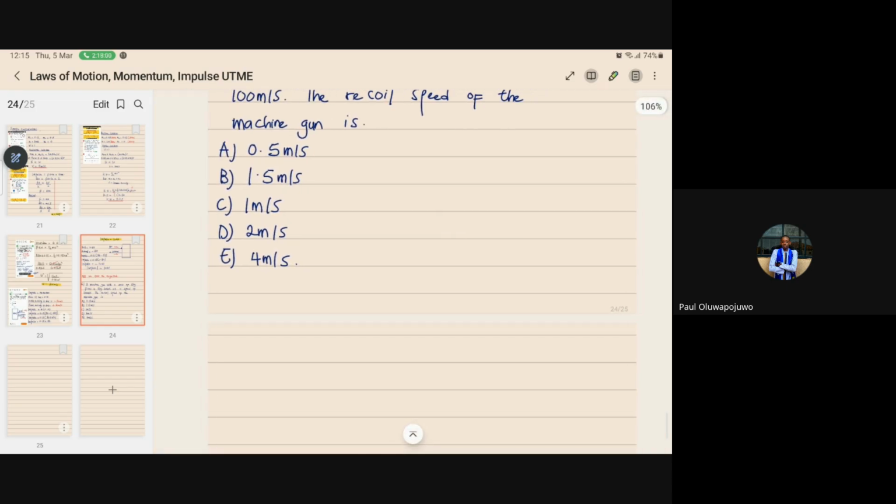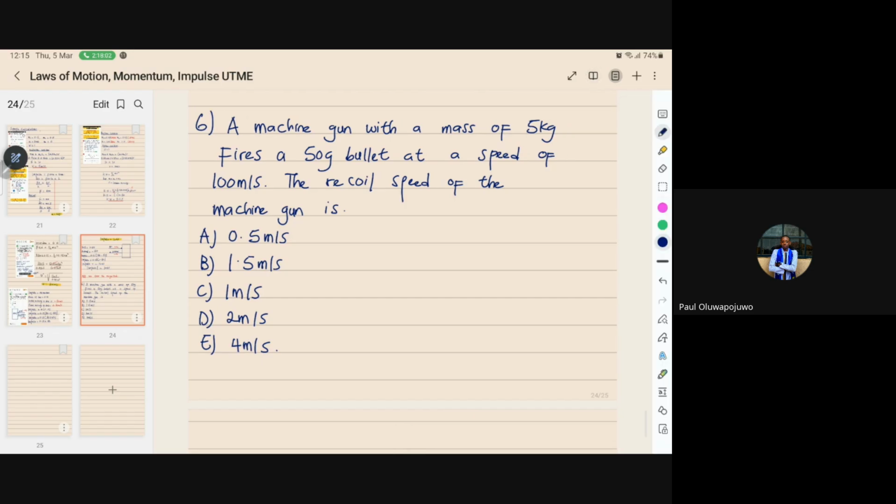So now, solution. Everybody is now calm. I gave you a particular formula that I said that forward movement of the bullet equals backward movement of the gun. So what's your answer again, Paul? We have 1 meter per second, sir. Okay. It's funny that the entire class, nobody's saying anything.